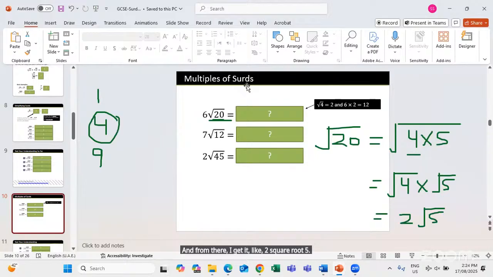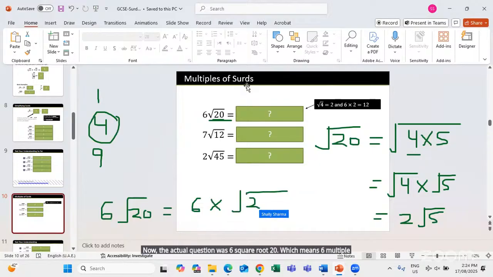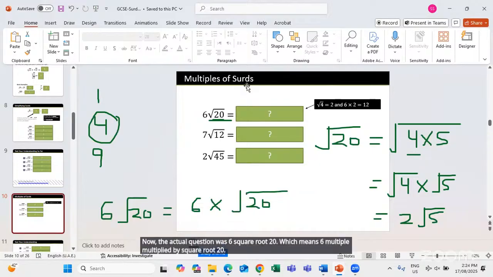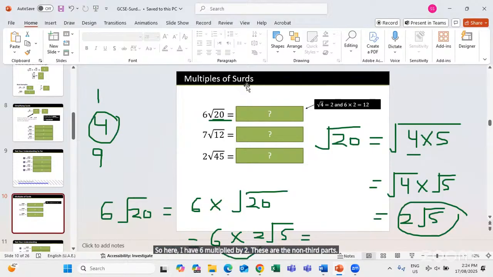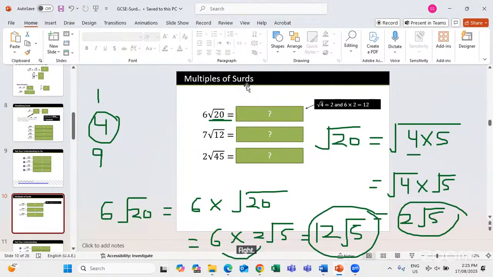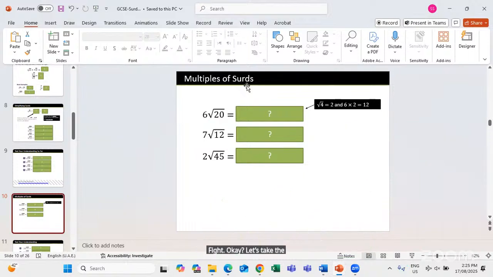Now the actual question was 6 square root 20, which means 6 multiplied by square root 20. When I simplified square root 20, I got 2 root 5. So here I have 6 multiplied by 2. These are the non-surd parts. I can multiply them and I get the answer as 12 square root of 5. Okay. Let's take the second example.